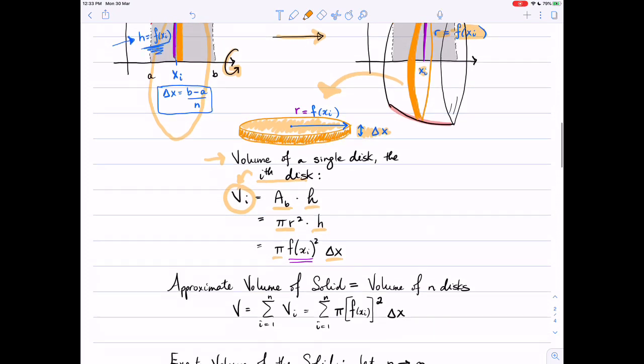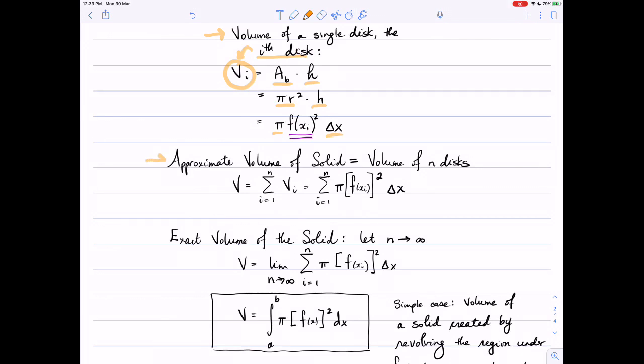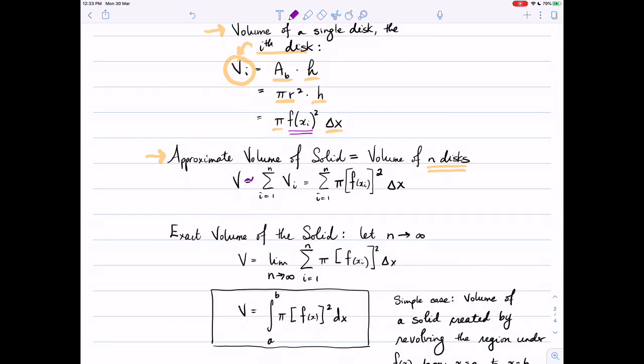Now, that's not enough. We want to approximate the volume of the solid by adding up the volume of n disks, where n is just some arbitrary but fixed number. The volume of the solid, V, is approximately the sum of the volumes of the individual disks, which means that we have the sum from i equals 1 to n of the formula that we had up here.